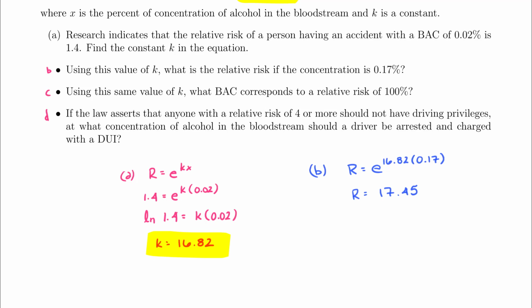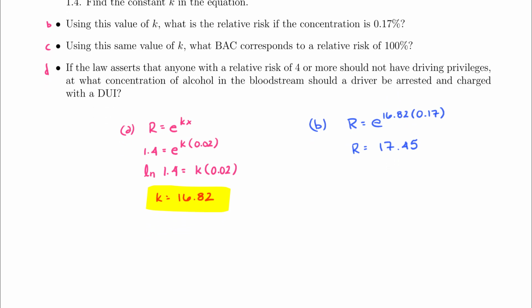Part C. Using the same value of K, what BAC, or blood alcohol content level, corresponds to a relative risk of 100%? So for part C, we have 100 equals e to the 16.82 times x, and we don't know what our value for x is. So we're going to take the natural log of both sides, get rid of that e, and then we would divide the natural log of 100 by 16.82.